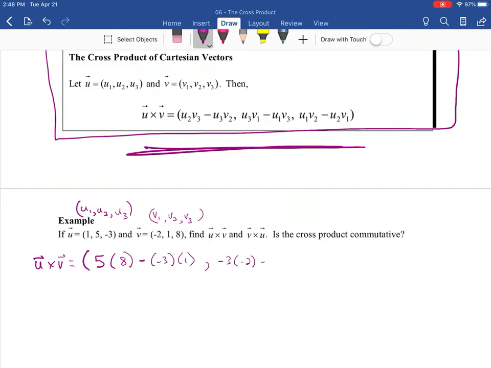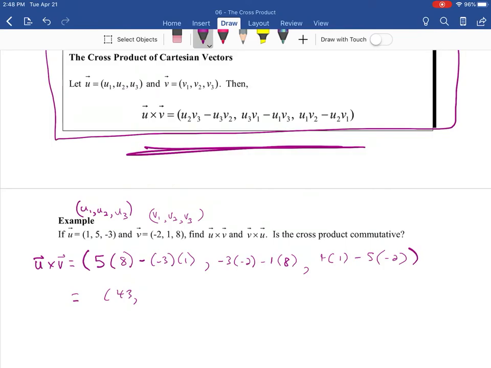And then I go to the second component. The second component is u3, which is negative 3, times v1, which is negative 2, subtract u1, which is 1, times v3, which is 8. Wild to try and keep track of all that stuff while you're going here. But then u1, v2, which is 1 times 1, minus u2, which is 5, times v1, which is negative 2. After you've done all that, it's really easy to simplify these.